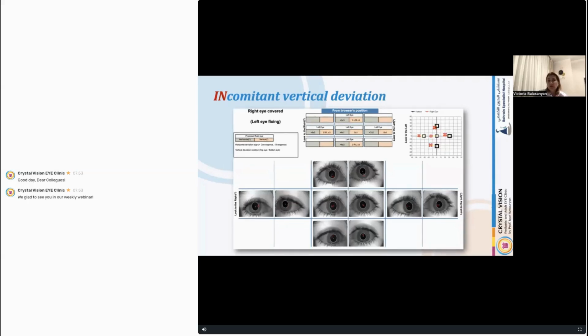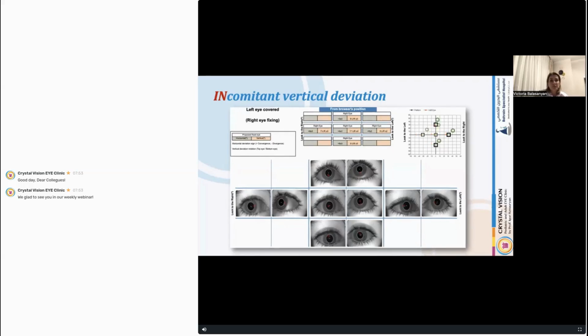We perform a cover test on the right eye and instruct the patient to fixate with the left eye. We observe that there is no vertical deviation, only a slight horizontal angle of 8 degrees. However, when we cover the left eye, we immediately observe an upward deviation of 17 degrees.